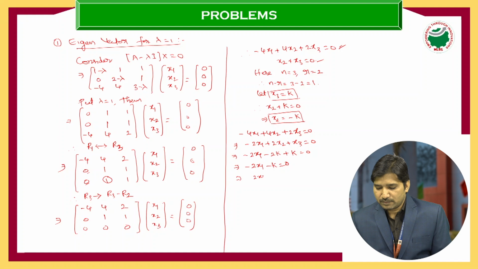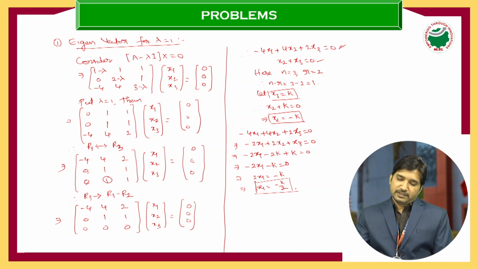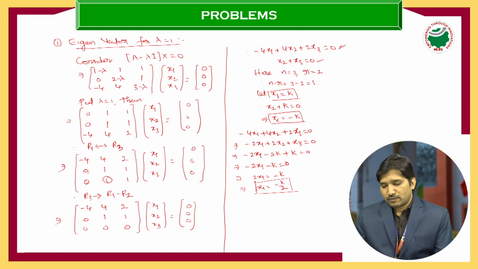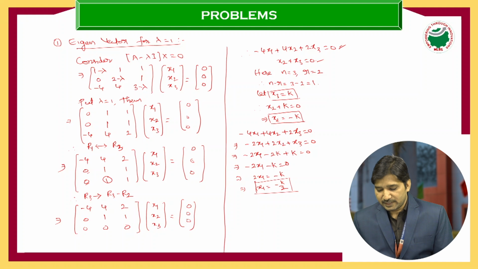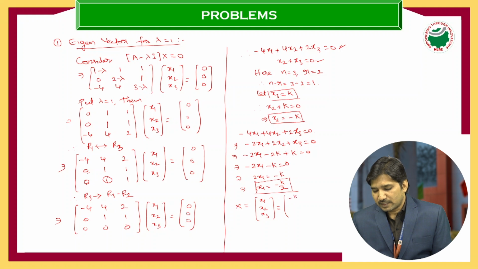So finally 2x1 equal to minus k, okay, x1 equal to minus k by 2. This is x1. So now to find the values of x1, x2, x3, the vector (x1, x2, x3) is equal to (minus k by 2, minus k, k).